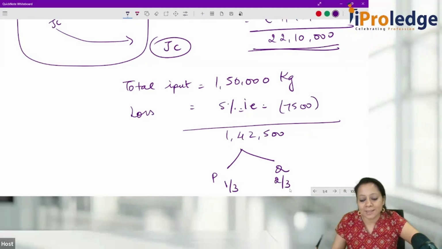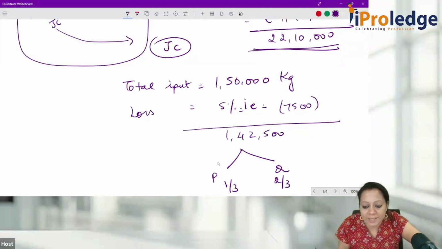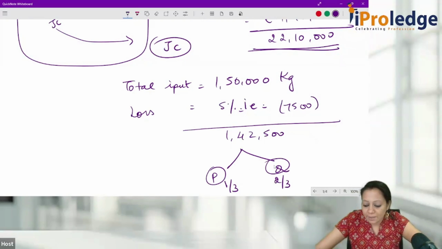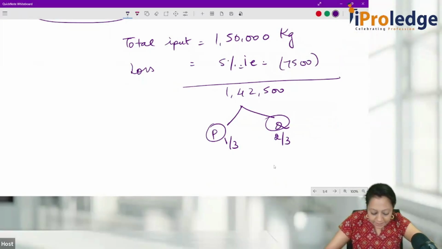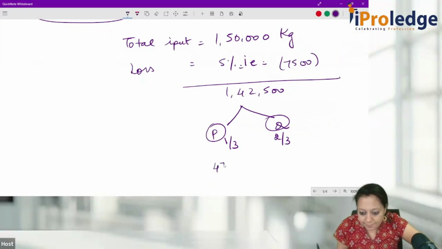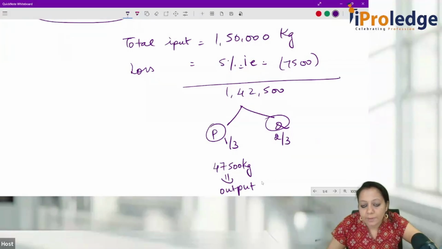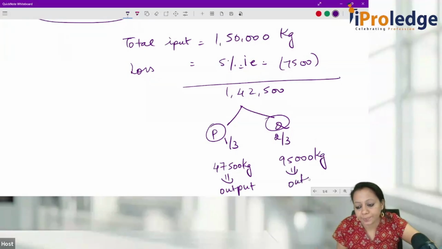I hope everybody remembers. They have given the ratio in the question. So 1,42,500 into 1 by 3, 47,500. This is the output for P. And 95,000 kgs is the output for Q.